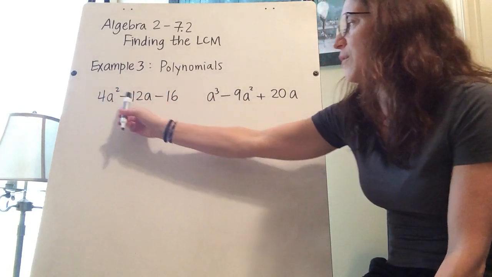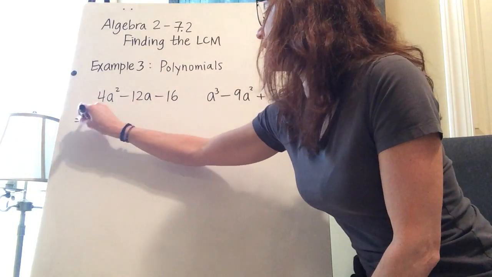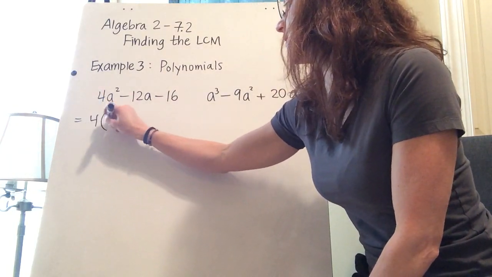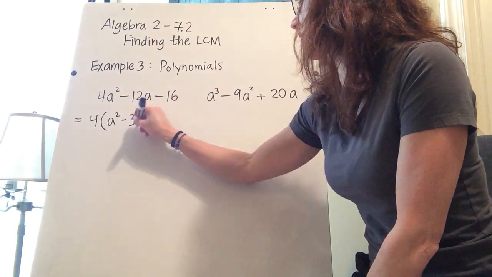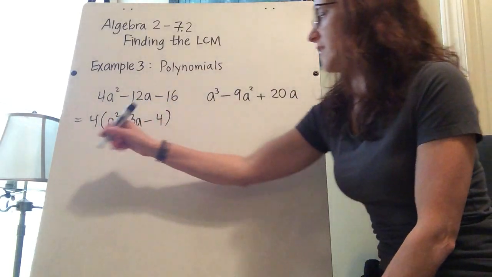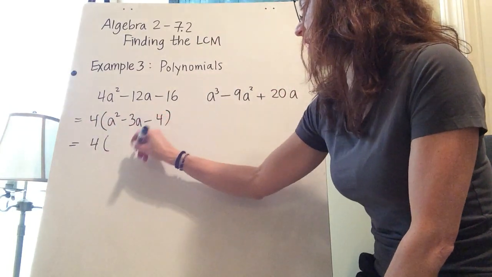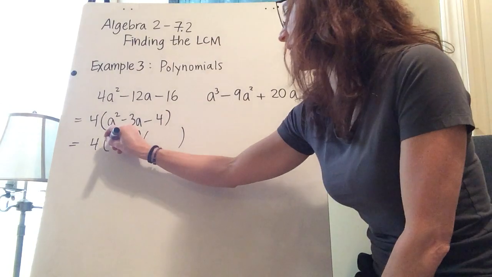Notice the numbers here, 4, 12, 16. They are all multiples of 4. So I'm going to factor out a 4 over here. And then inside the parentheses, there is a quadratic that needs to be factored into two binomials.